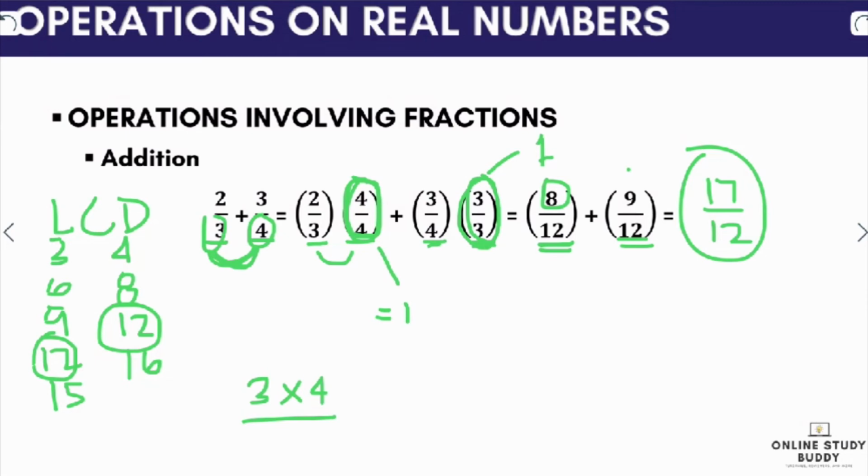Pero as you can see, mas mabilis yung process na yun compared sa ililist down natin lahat ng multiples ng bawat denominator. And then, hahanapin natin yung least common multiple. So, for numbers na hindi naman ganun kalaki, like this, 3 and 4, mas okay na i-multiply na lang natin sila.